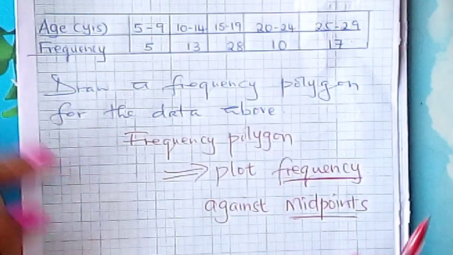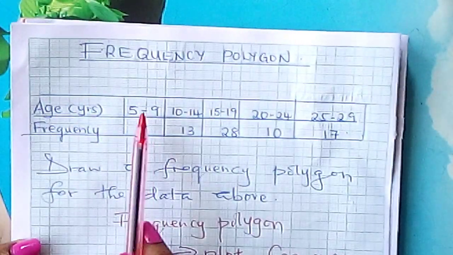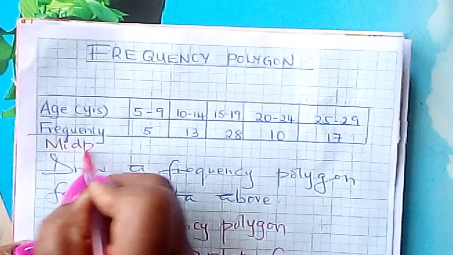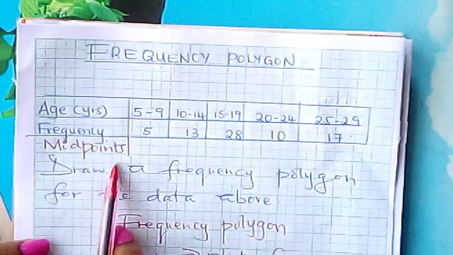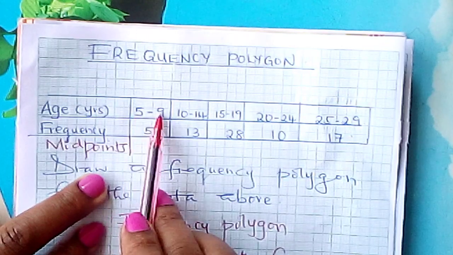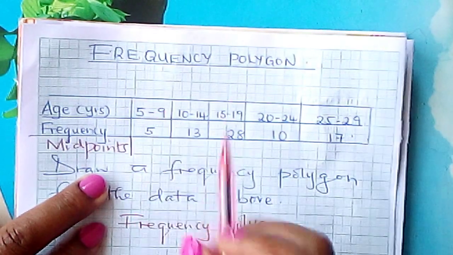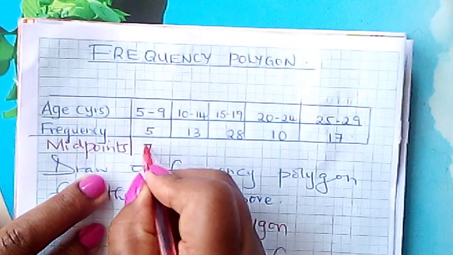So with this, you go to your table. We fix the midpoints. So what is the midpoint of the first class, learner? You add these two, you get 14, and then you divide by 2. 14 divided by 2 is 7, learner.